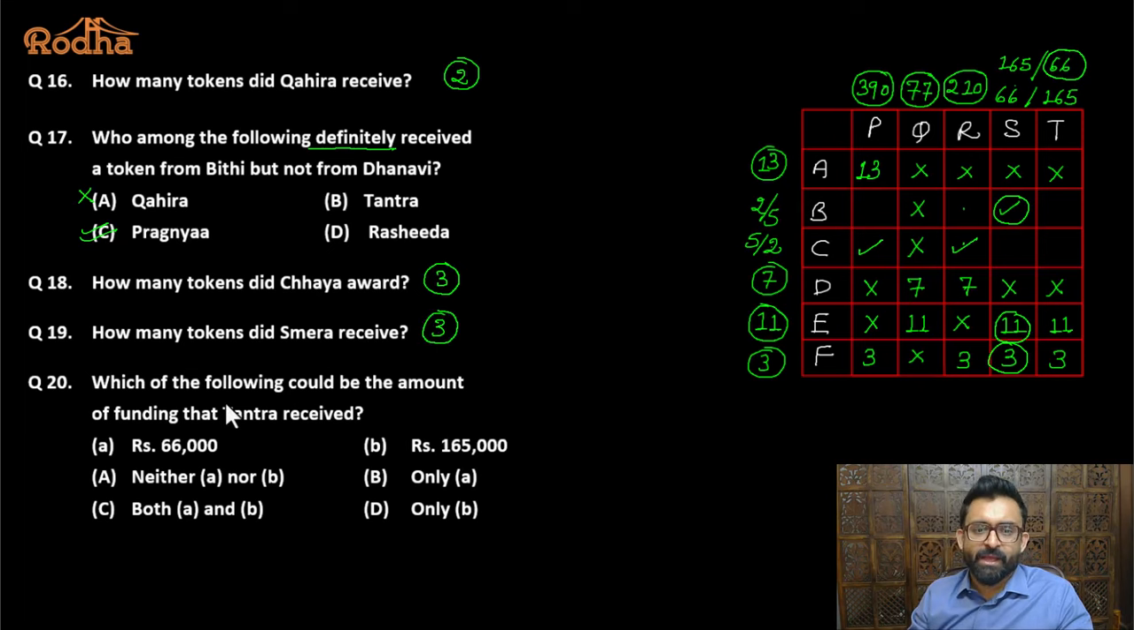Understood? Fine. Which of the following could be the amount of funding that Tantra received? Tantra can receive 66 or 165. That cannot be sure about it. So it can be both A and B. Fine. That is the amount of funding she can receive.